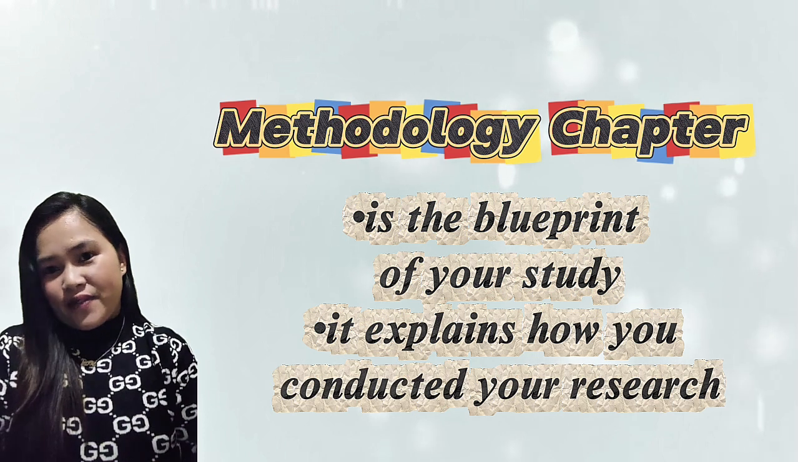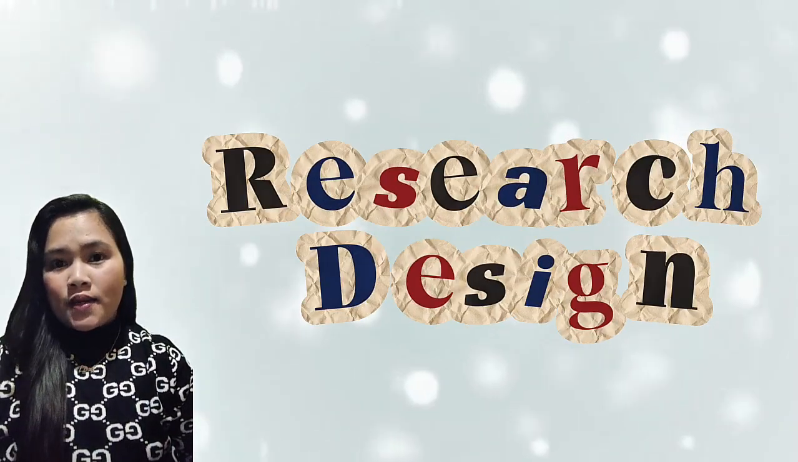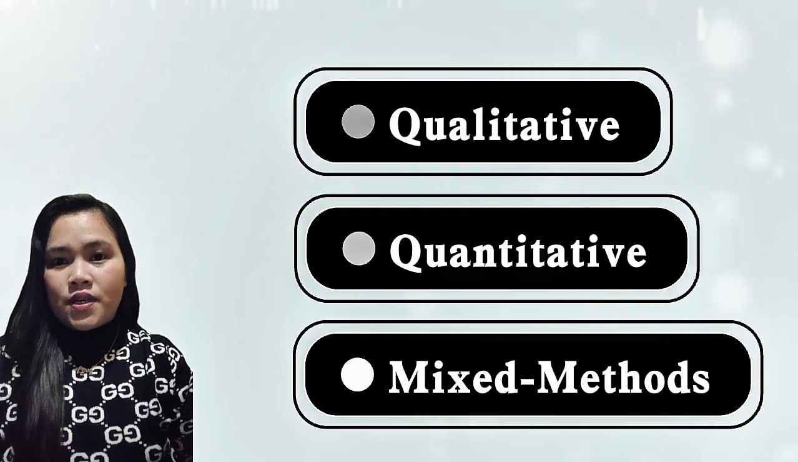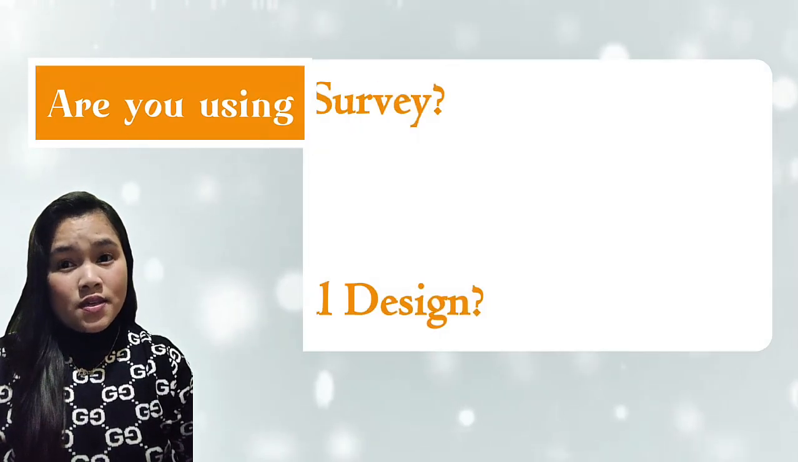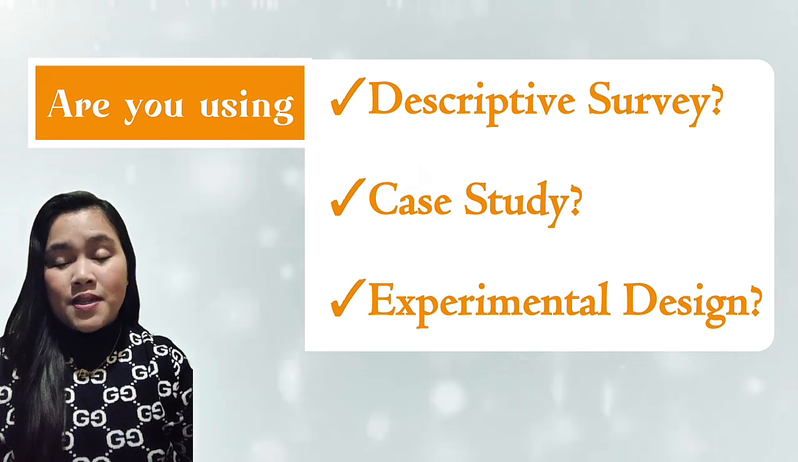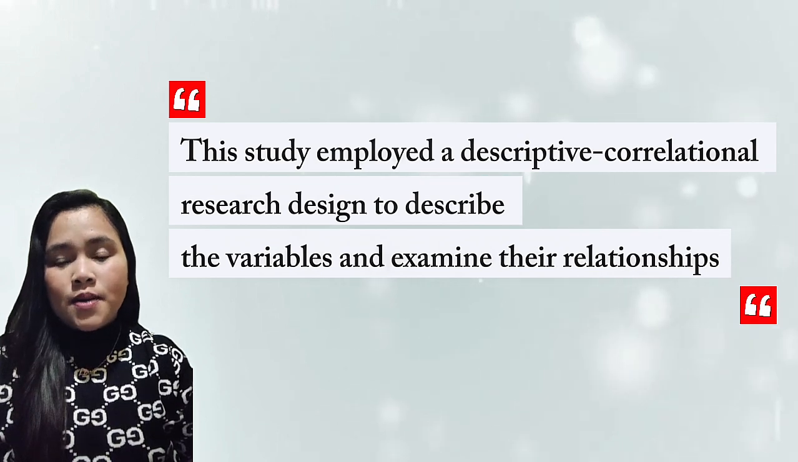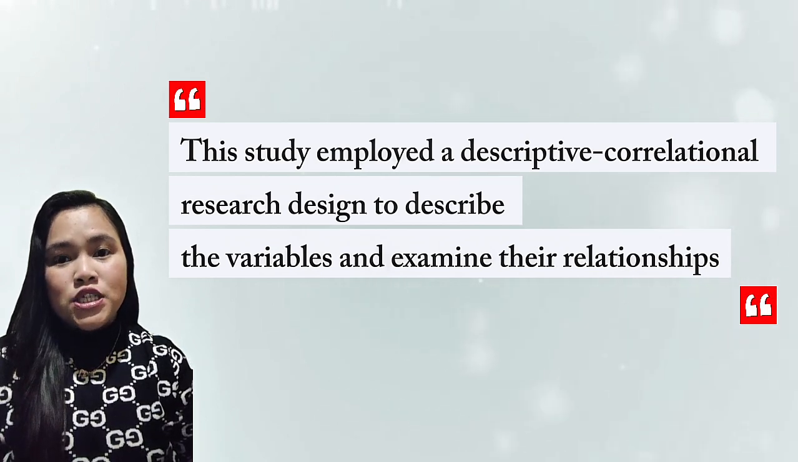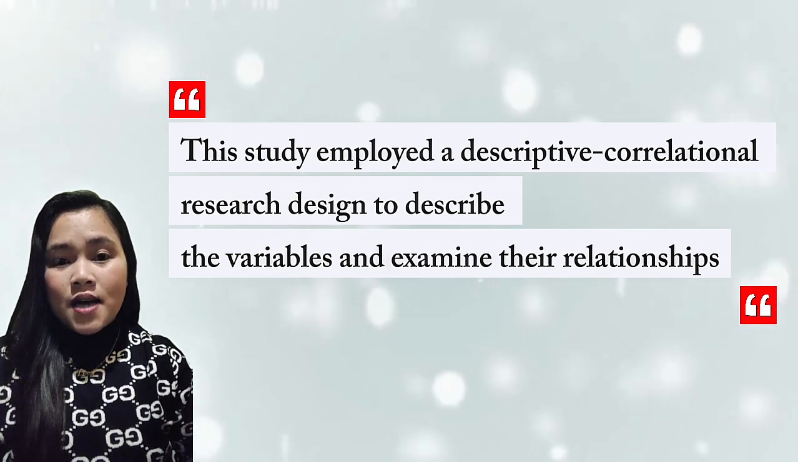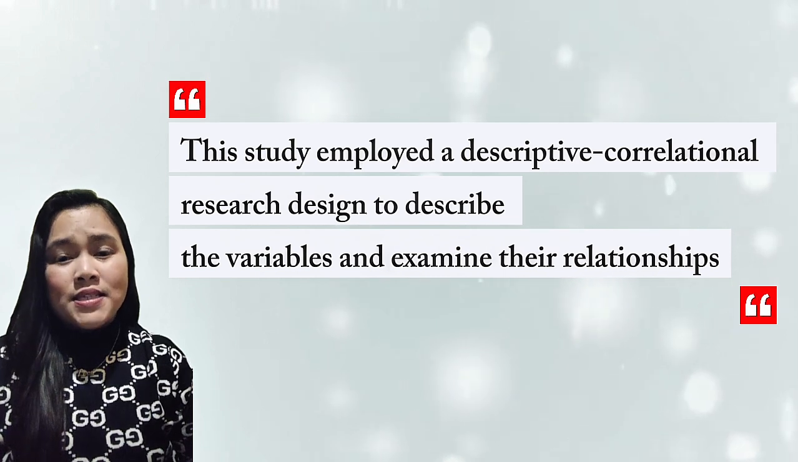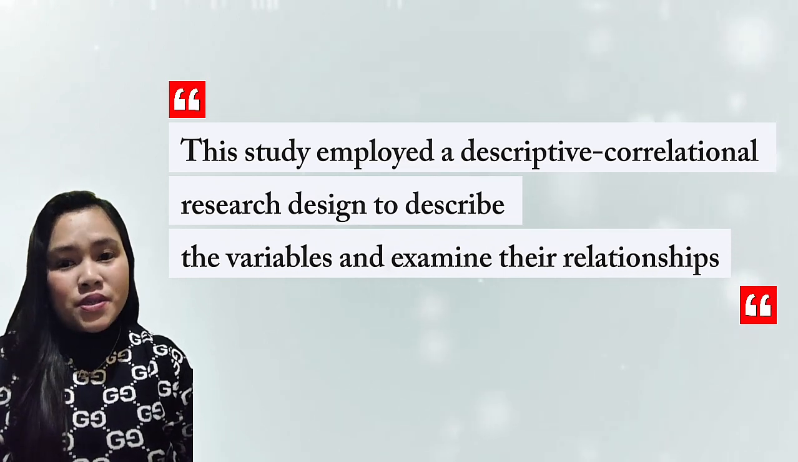So, let's dive in. First up is research design. This is your overall plan. You need to state whether your study is qualitative, quantitative, or mixed methods. Then be specific. Are you using a descriptive survey, a case study, an experimental design? So for example, you might write, this study employed a descriptive correlational research design to describe the variables and examine the relationships. So, justify your choice briefly. Why is this design the best fit to answer your research questions?